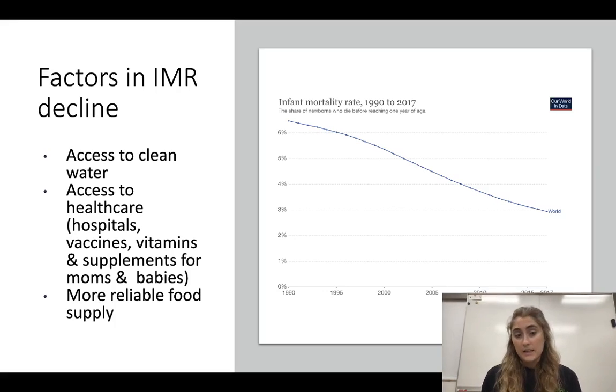So what are some things that contribute to infant mortality rates? Again, access to clean water, access to healthcare like hospitals, vaccines, supplements, a reliable food and water supply. All of those things can contribute to early death. So remember, human offspring need quite a bit of care very early on in life.